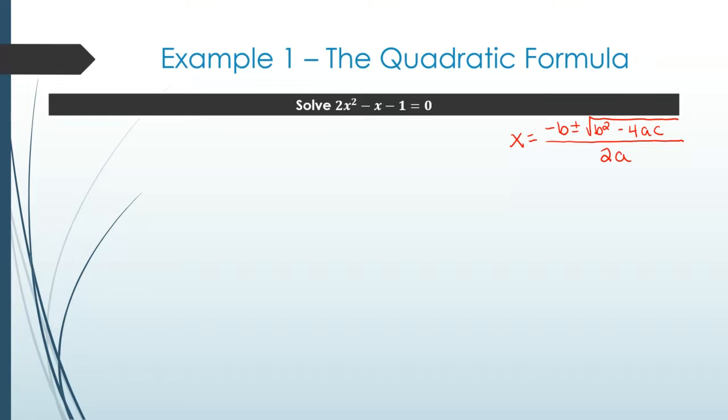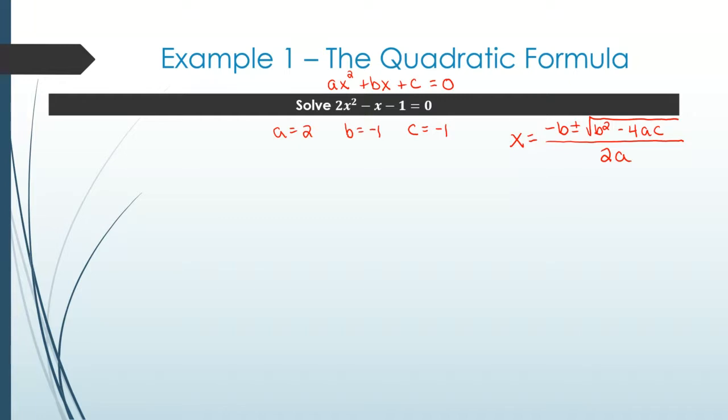So in order to use this, we need to determine what a, b, and c are. And that comes from standard form. Ax squared plus bx plus c equals 0. So the number in front of the x squared is a. So in our example, 2x squared minus x minus 1, a is equal to 2. What's in front of x is b. So since we have a negative, that's going to be negative 1. And then the part without x is c, so c is also negative 1.